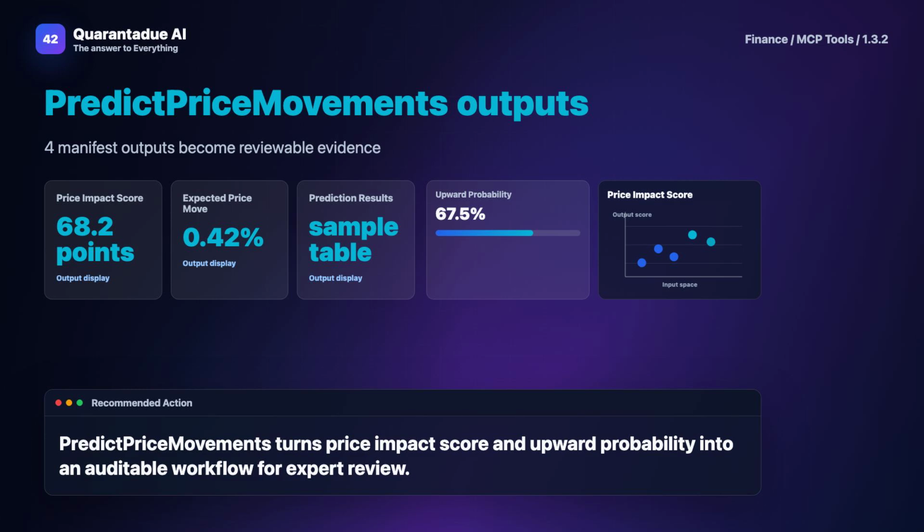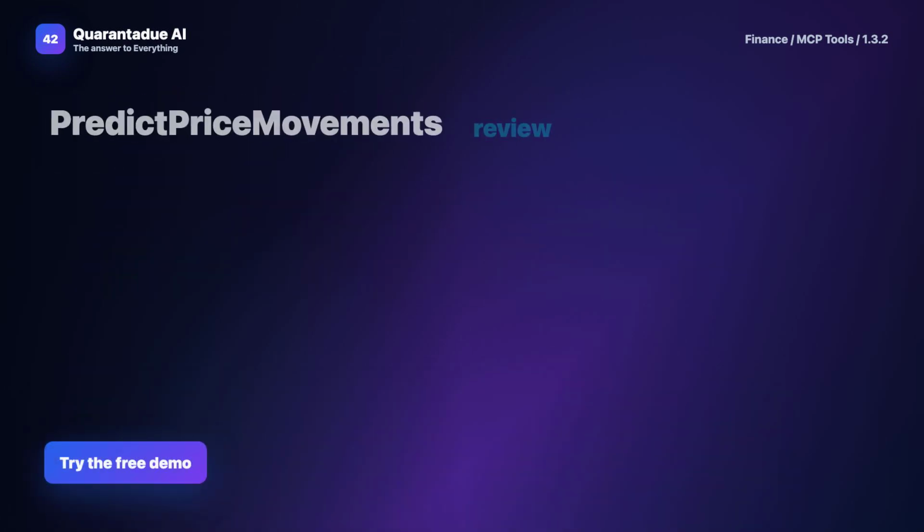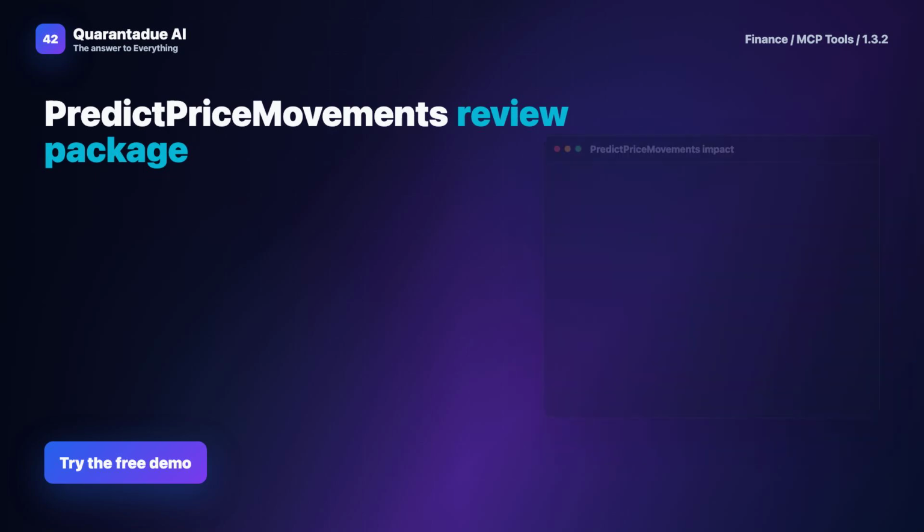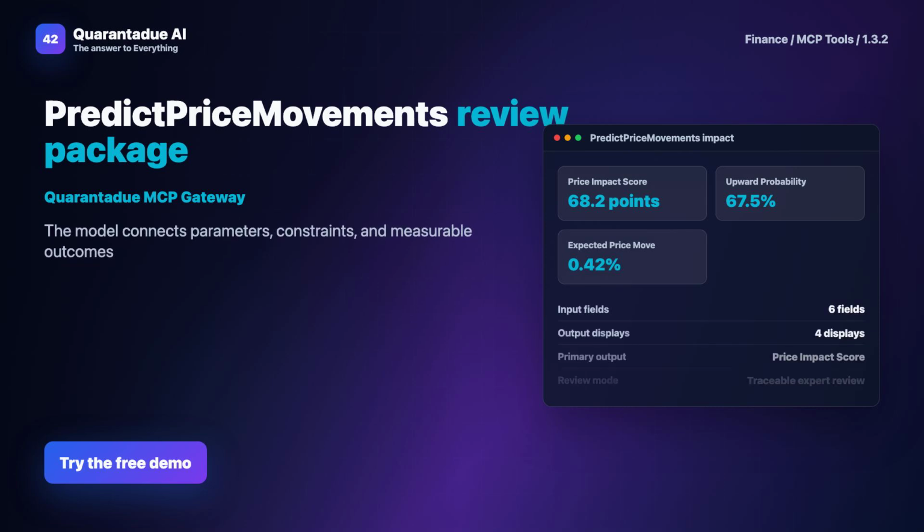Predict price movements returns structured outputs such as price impact score, upward probability, expected price move, and prediction results. These outputs are designed to support review, reporting, comparison, and follow-up actions. The value of predict price movements is not just automation. It is a controlled way to turn repeated finance work into a documented business process with clear inputs, transparent logic, and reusable outputs.